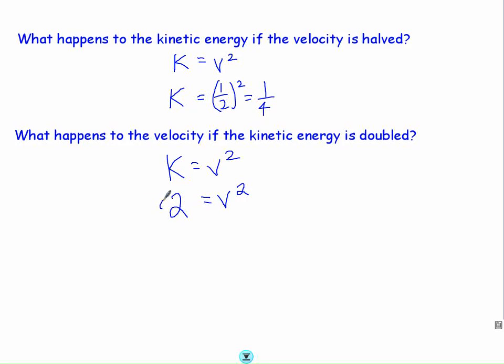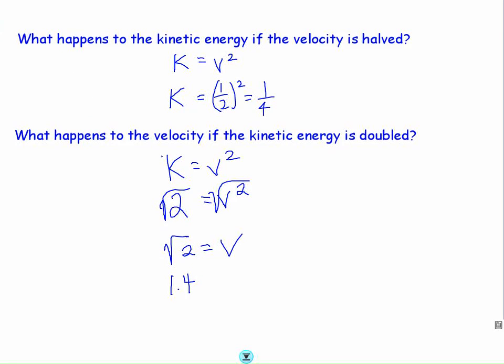Now you know how to solve this. You take the square root of both sides. And so what we end up with is the square root of 2 equals v. So what does that mean? Well, it simply means that the velocity is not equal to the square root of 2. The velocity is the square root of 2 times bigger. That might seem really weird to say, but look at it this way. The square root of 2 is approximately 1.4. So it really just means that when you double kinetic energy, the velocity is 1.4 times bigger. So let's say the velocity was 10. 1.4 times 10 is 14. So then the velocity is 14 times bigger.